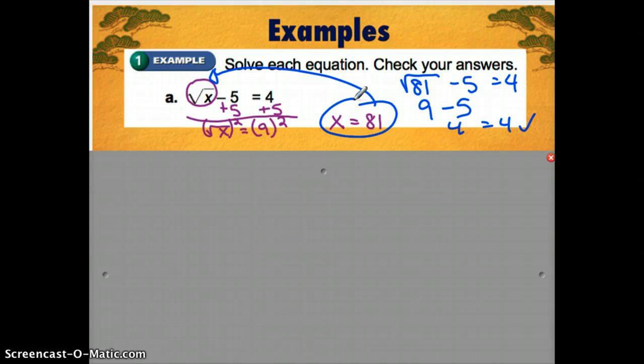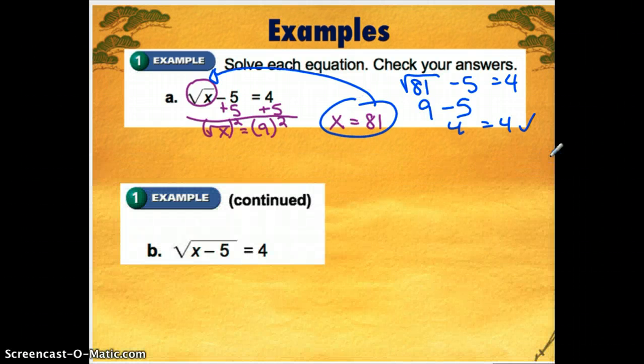I want you to look at the second problem, and focus on how this is different from the first one. This time it says the square root of x minus 5 equals 4, with the minus 5 under the radical. See if you can spot the difference. The difference is that the minus 5 is under the radical, so I already have my radical all alone. So the first thing I'm going to do is square both sides.